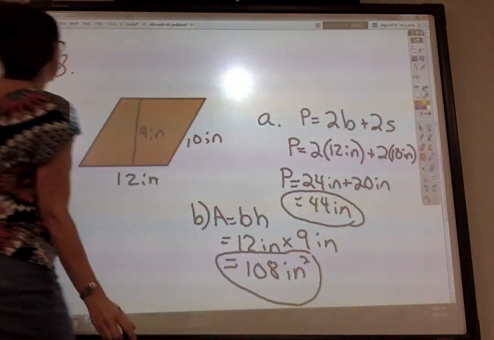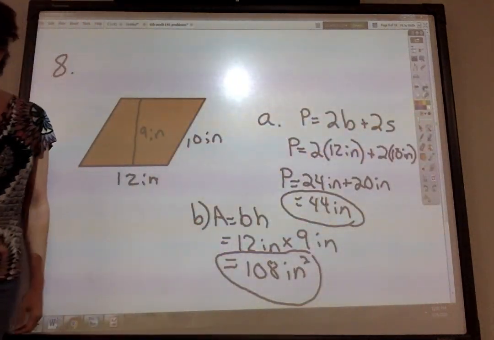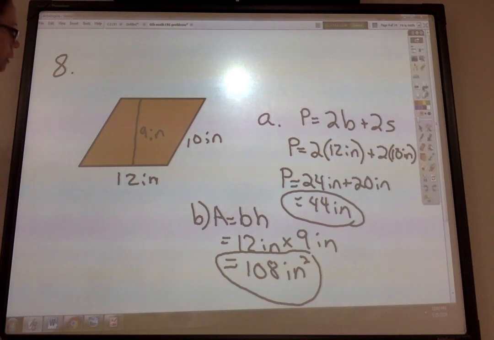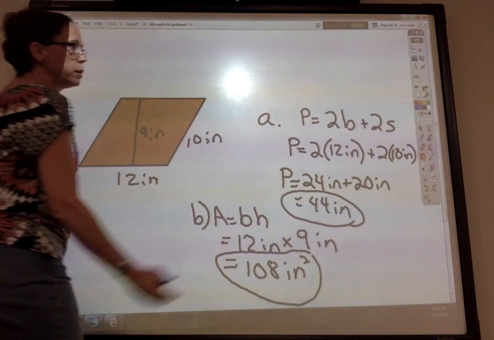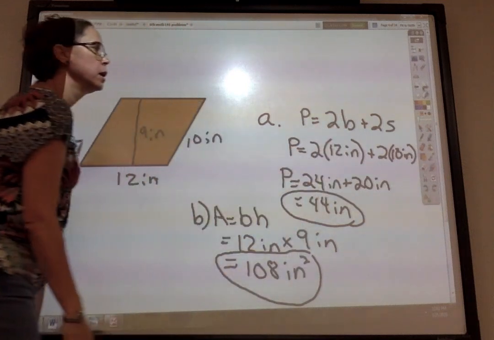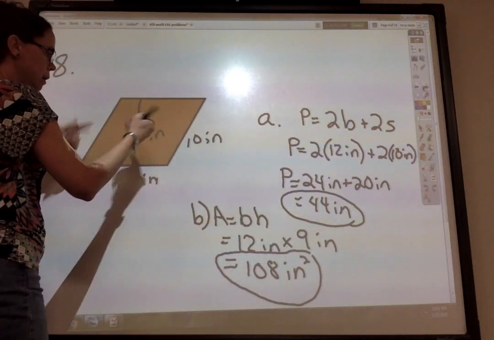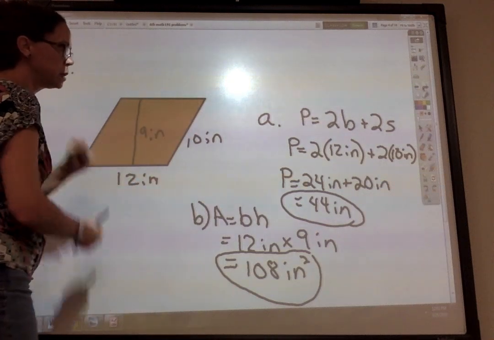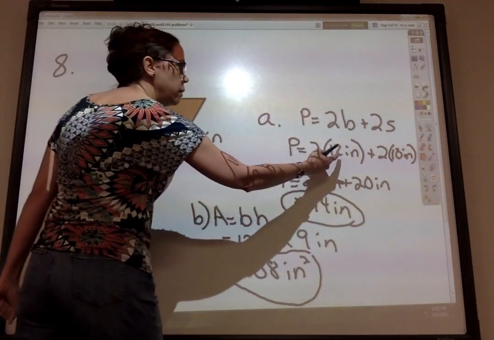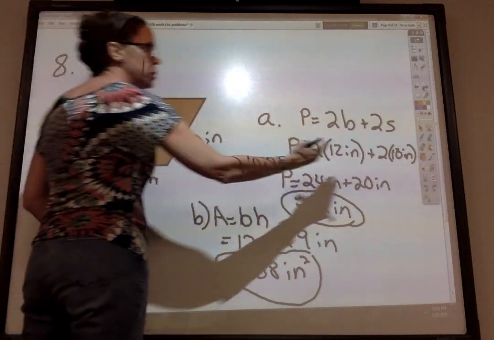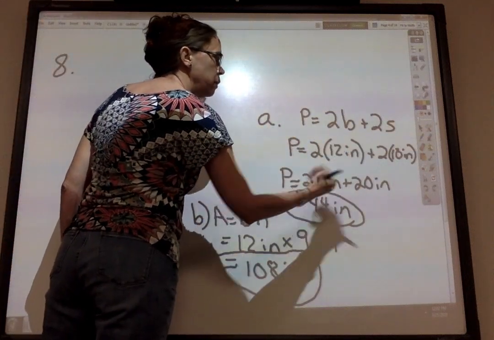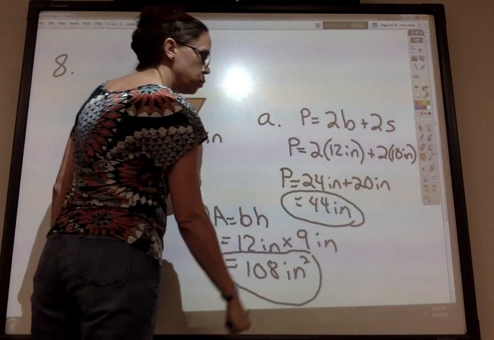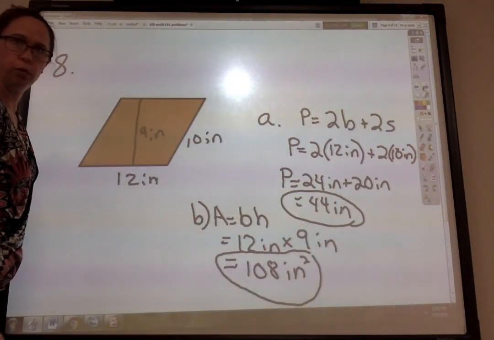Next, number 8, we have a parallelogram. They want to know the perimeter and then the area. Our perimeter formula in this lesson is 2 bases, here's a base, here's a base, plus 2 sides, here's a side, here's a side. My base measures 12 inches. My side measures 10 inches. So 2 times 12 is 24, plus 2 times 10 is 20. 24 plus 20 gives me 44 inches for the perimeter.